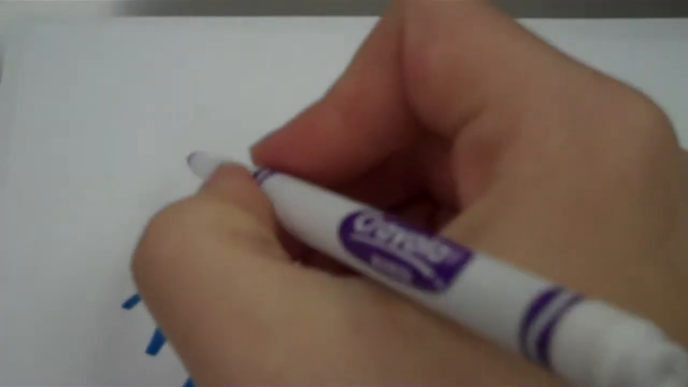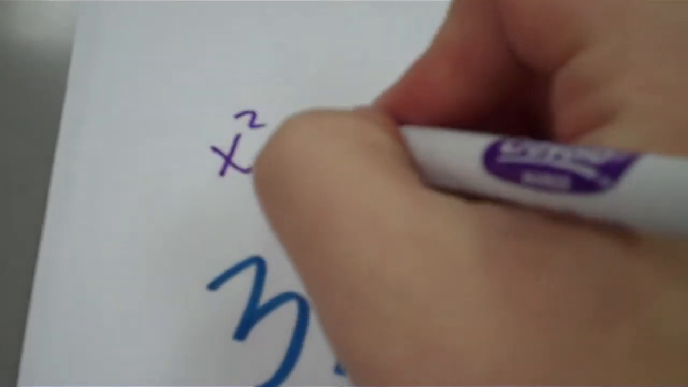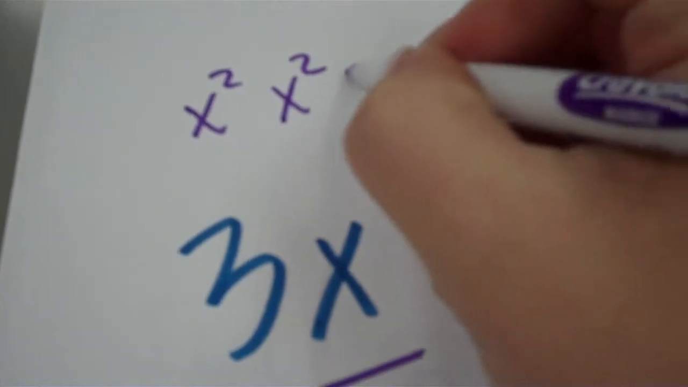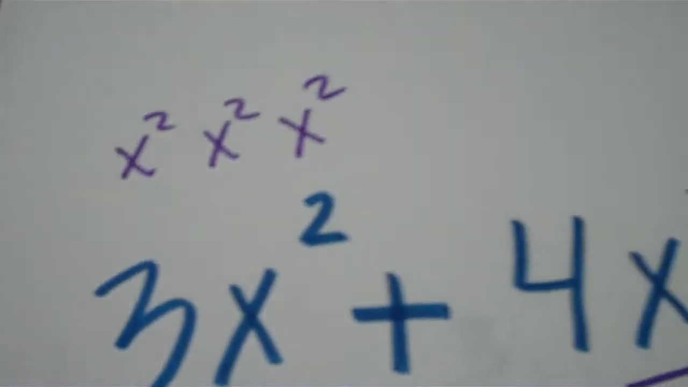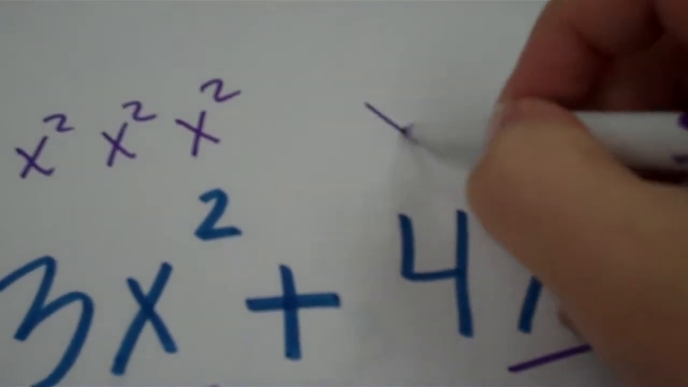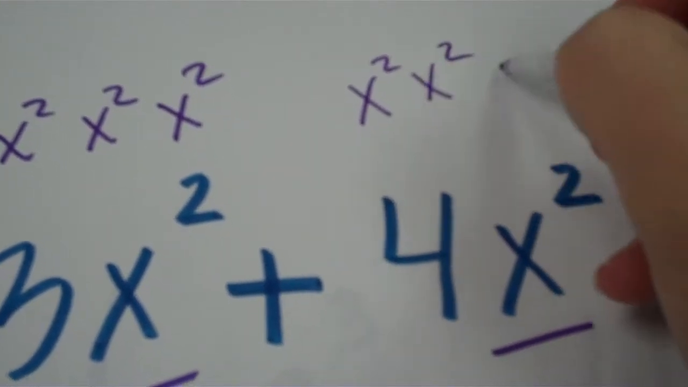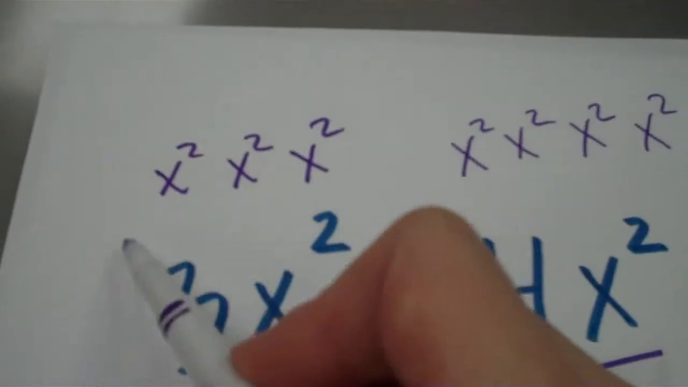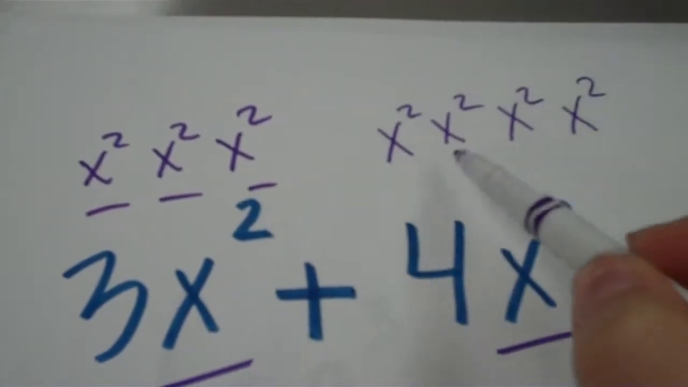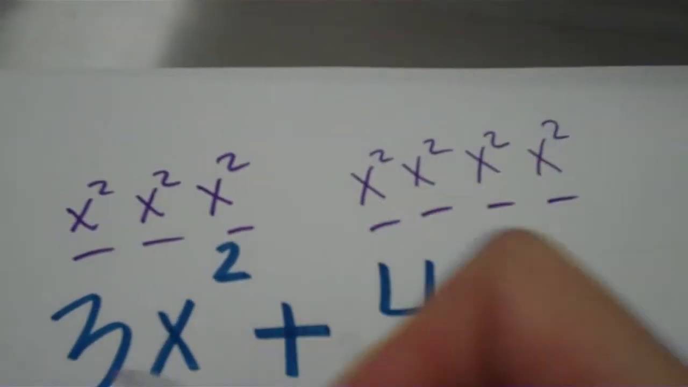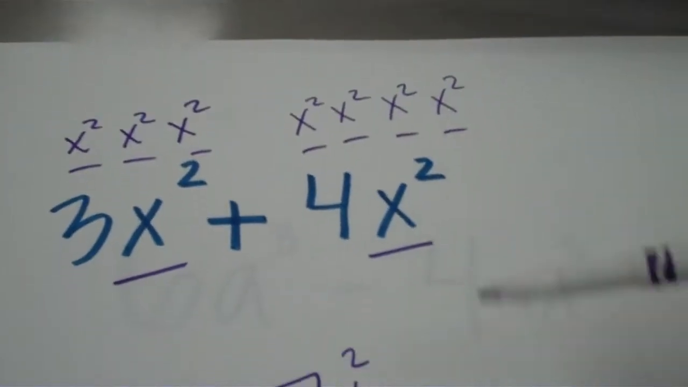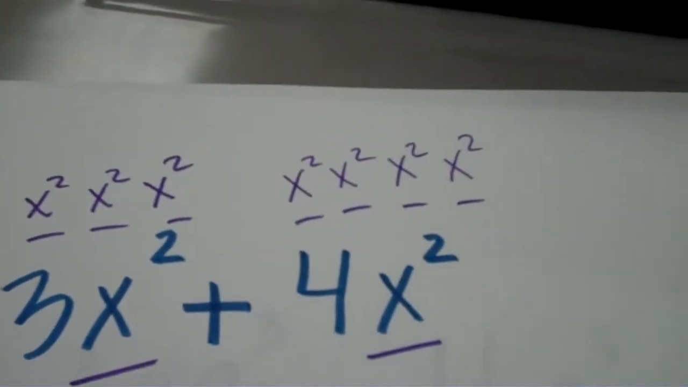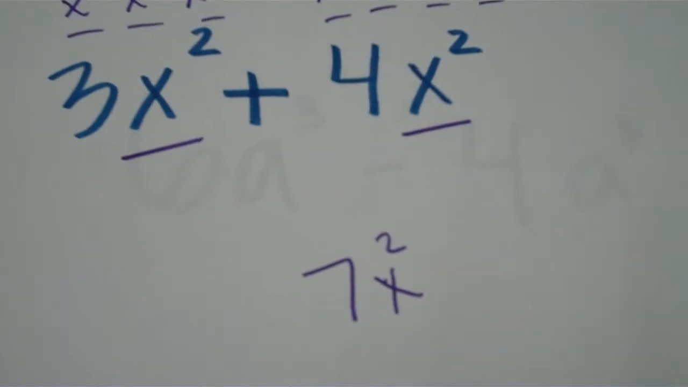Let me give you an example of why this happens. 3x squared means I have 1, 2, 3 x squared. 4x squared means I have 1, 2, 3, 4. And if you add them all up, I have 1, 2, 3, 4, 5, 6, 7 x squared. I mean, they didn't magically turn into x to the fourths or anything, right? So that's how it works. Let's do another one.